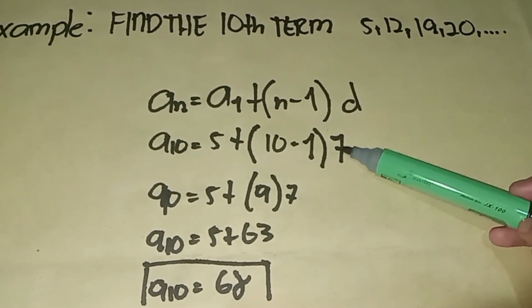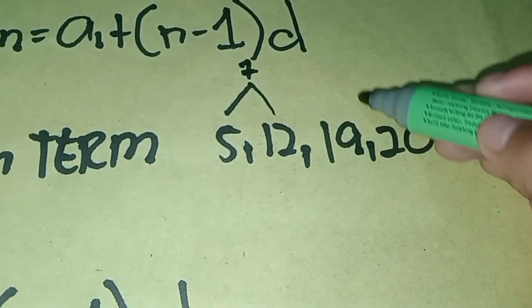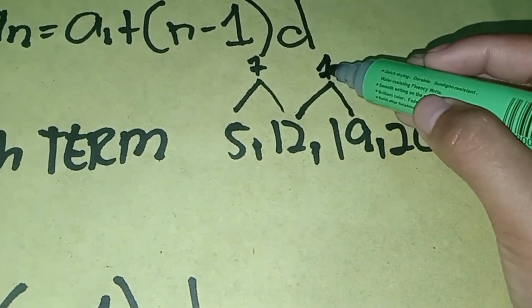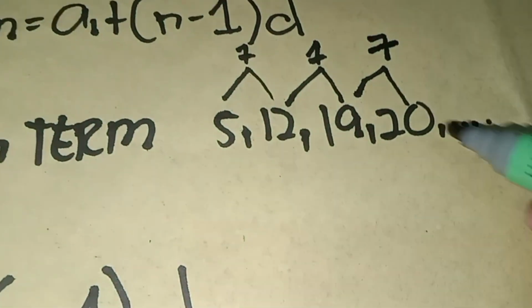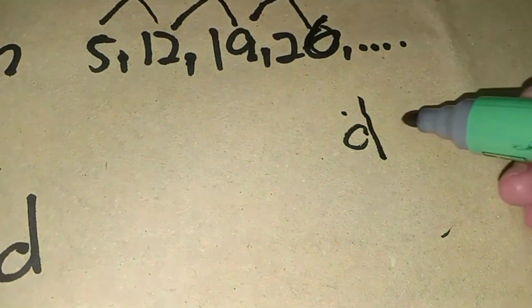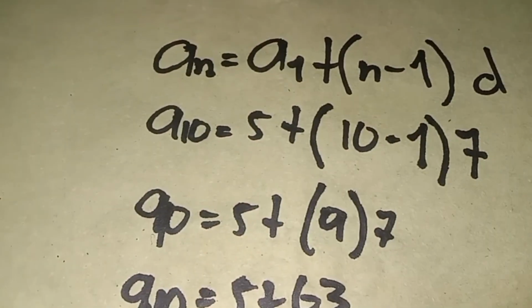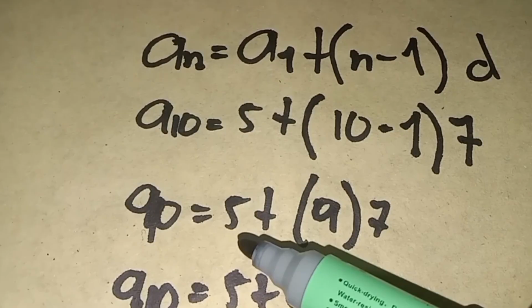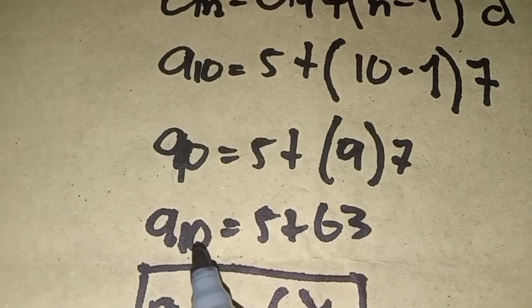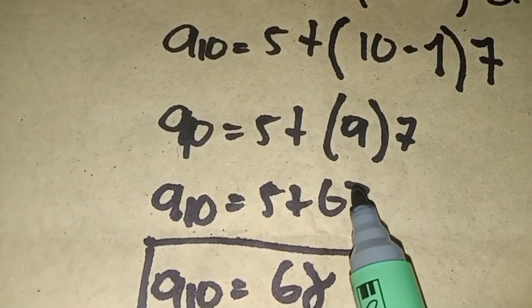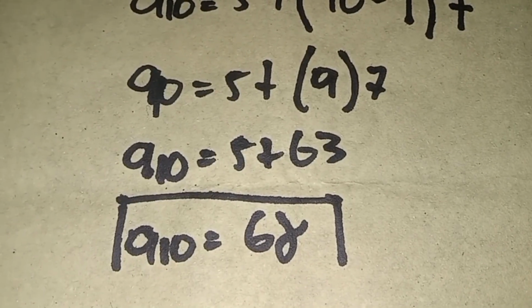I got 7 because that is the difference in the sequence. Example, 12 minus 5 equals 7. 19 minus 12 equals 7. 26 minus 19 equals 7. So the common difference is 7. A sub 10 equals 5 plus 10 minus 1, which equals 9, times 7 equals 63. A sub 10 equals 5 plus 63 equals 68. So the 10th term is 68.